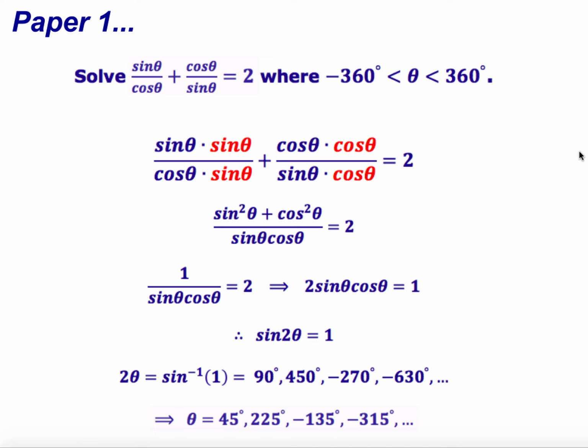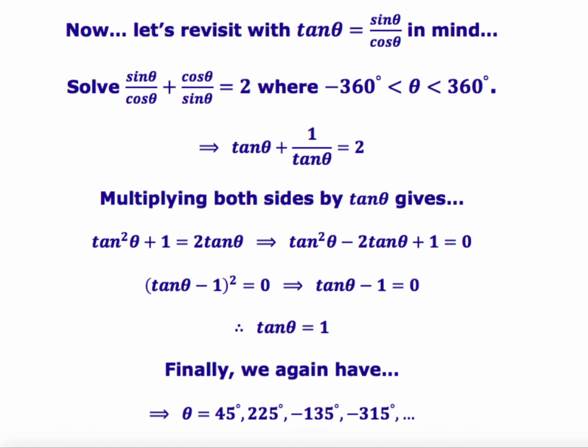Another take on the same problem, knowing that sine over cosine is, of course, tangent, so maybe right away you recognize that's just tan plus 1 over tan, because this would be the reciprocal of what's happening there. And so if tan plus 1 over tan is equal to 2, again same interval, same problem, then multiplying both sides by tan will give you something like what you see here.